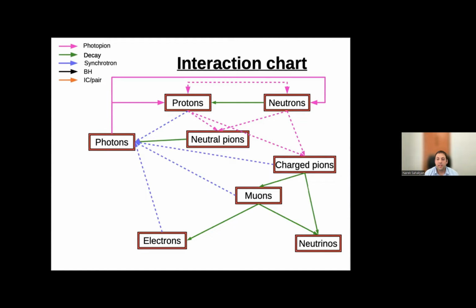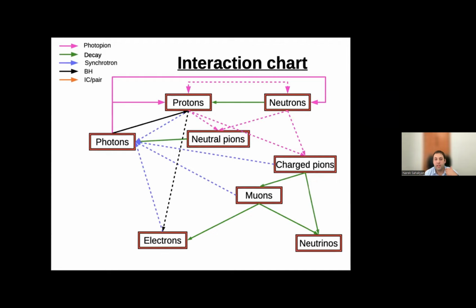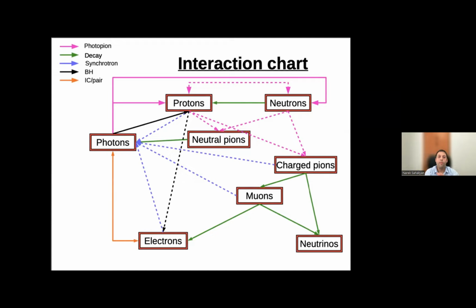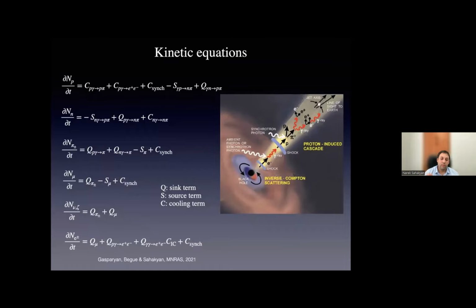These charged and neutral pions either directly produce photons or they produce muons and neutrinos, and muons again produce electrons. These electrons are again producing photons and so on. So you have this very complicated chart of interaction. So many different particles are interacting together, and you need to very carefully follow each of the processes. We did this using this kinetic equation.